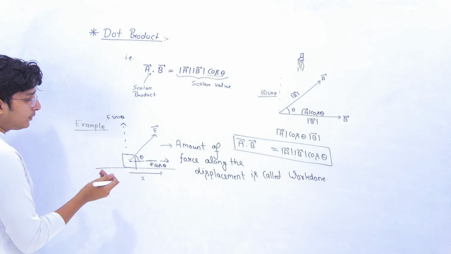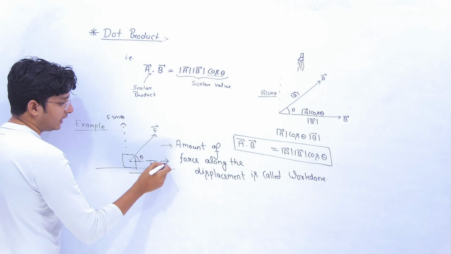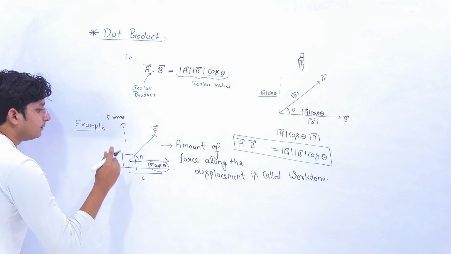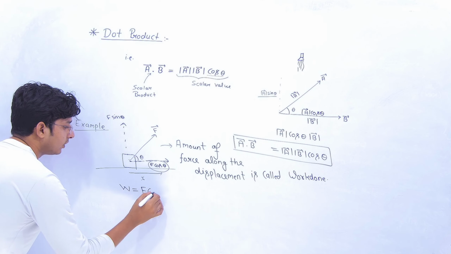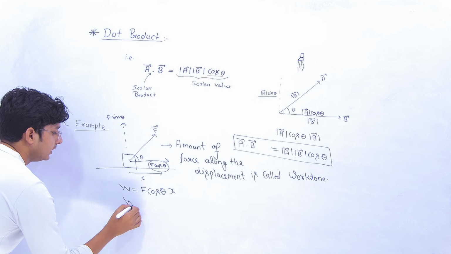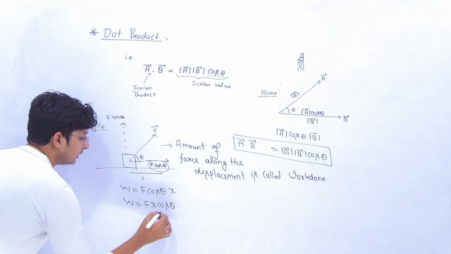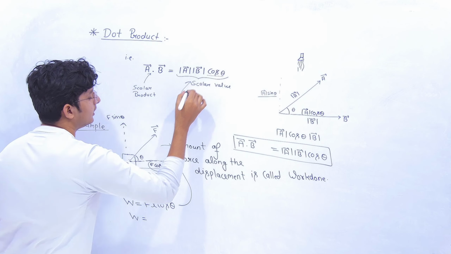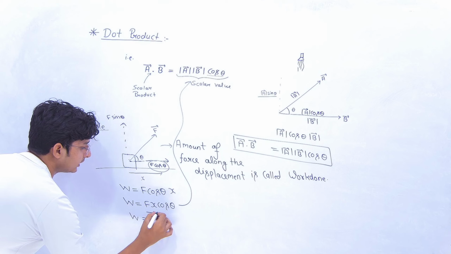So, which component displaces that box in that direction? Of course, F cos theta. So the work done by the force on that box is equal to F cos theta into x. Now, what is that? F x cos theta, and we can write it in dot product form as F vector dot x.